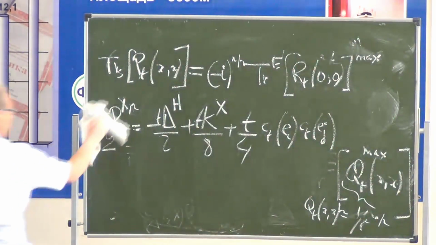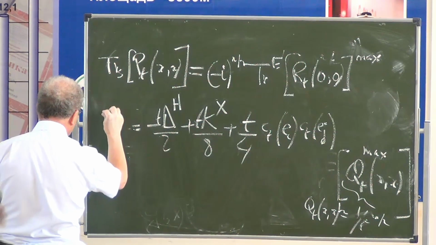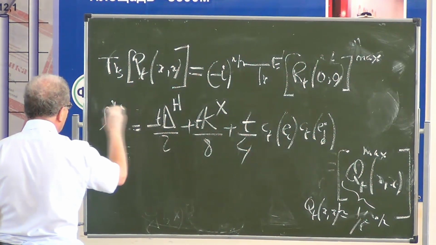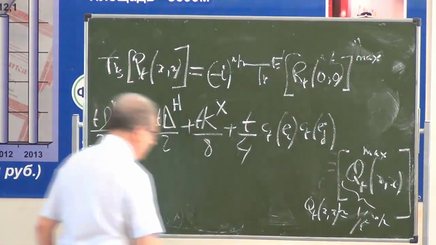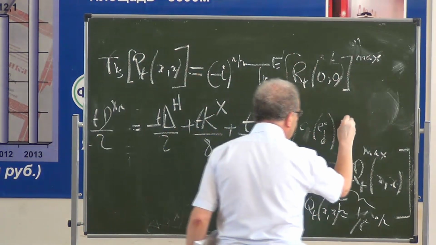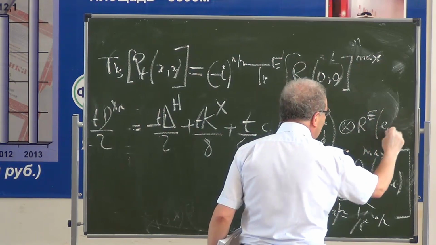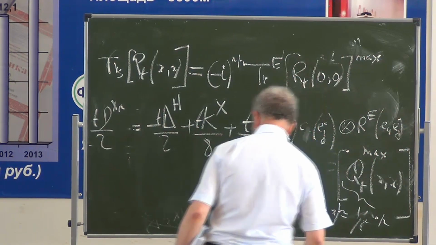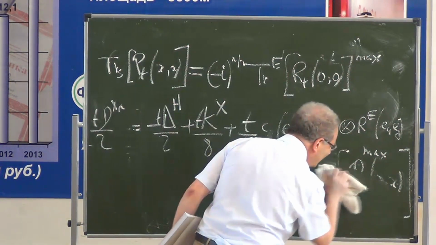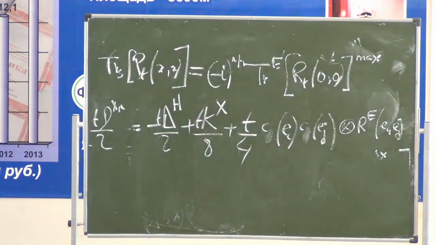Sorry, I'm going to write directly here. Well, no, sorry, I write for the moment T dx squared over 2. I just leave it this way. So I have here C of EI, C of EJ, tensored with RE of EI, EJ. So let's see what happens when t tends to 0 on this object.